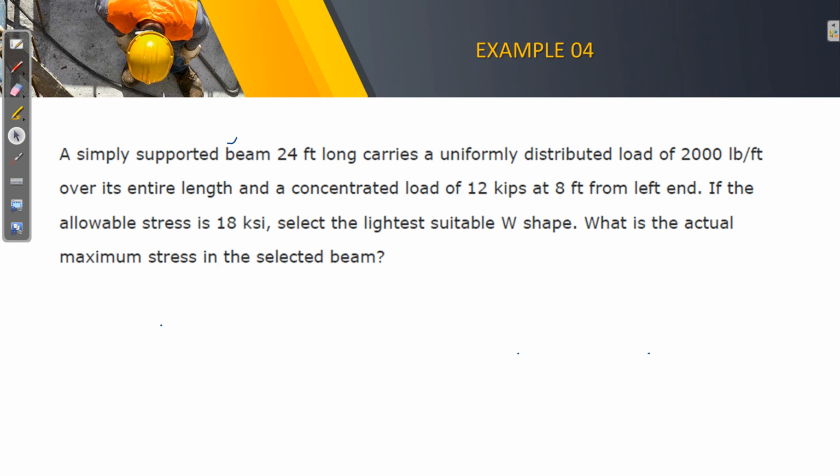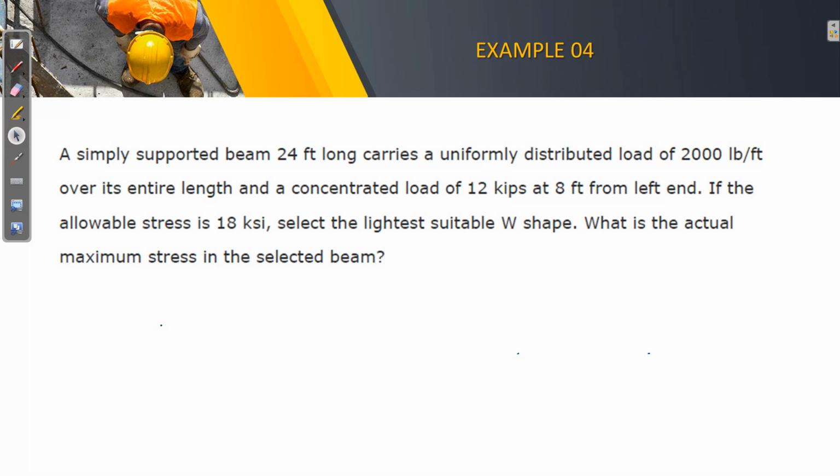And then for the next problem, let us consider a simply supported beam 24 feet long carries a uniformly distributed load of 2,000 pounds per foot over its entire length and a concentrated load of 12 kips at 8 feet from the left end. So if the allowable stress is 18 KSI, select the lightest suitable W shape. And what is the actual maximum stress in the selected beam?